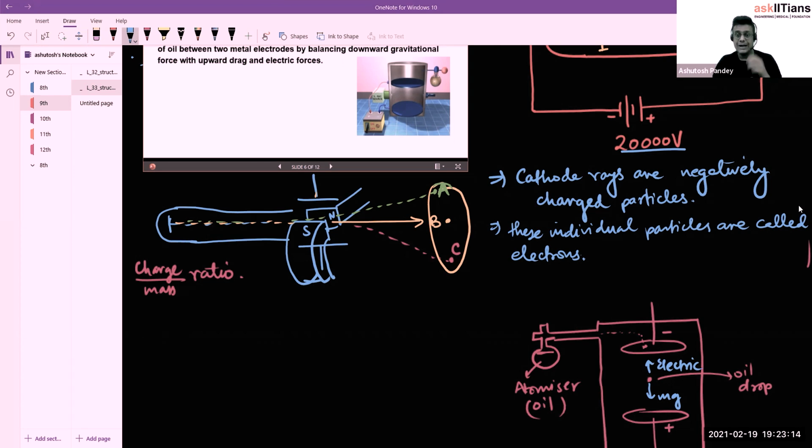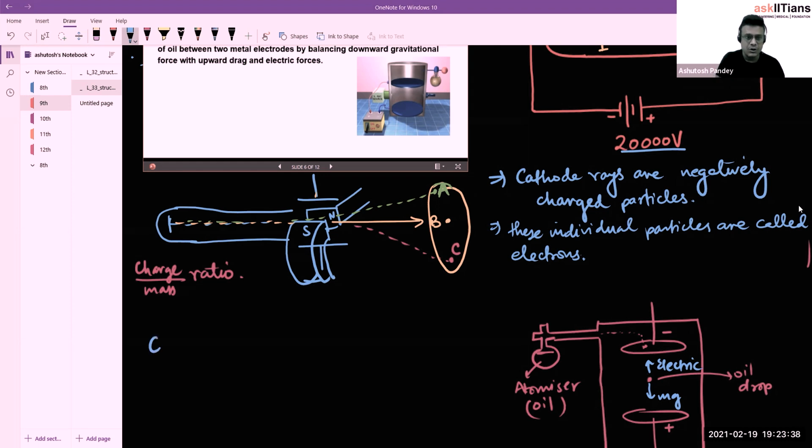Electric force is there, and this electric force and gravitational force are going to balance each other, and this oil drop is going to suspend in air like this, floating in air. So by doing this, he balanced the electric force with gravitational force, and that's how he determined the charge on the electron.